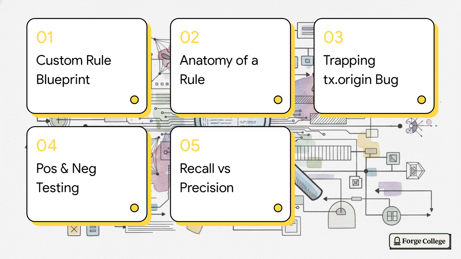We'll start with a custom rule blueprint, break down the anatomy of a rule, assemble a trap for a specific tx.origin bug, run some positive and negative testing, and finally balance it all out with recall versus precision. Let's get right into it.